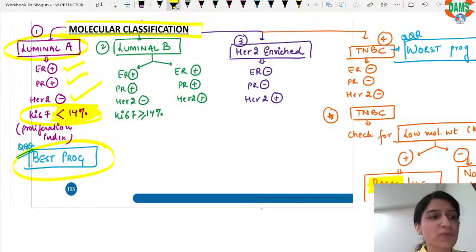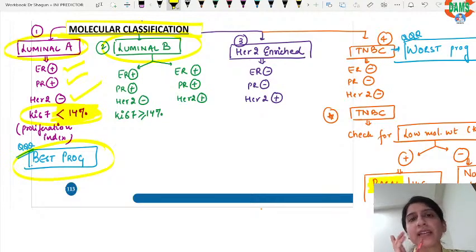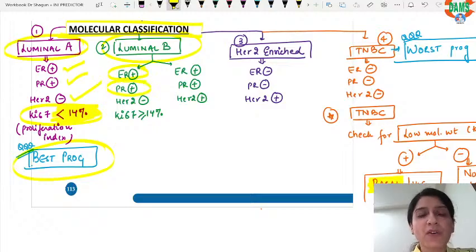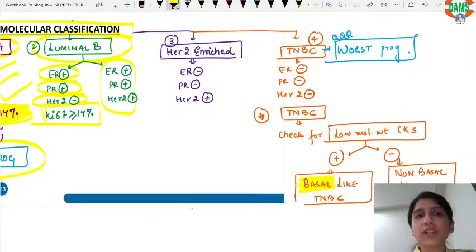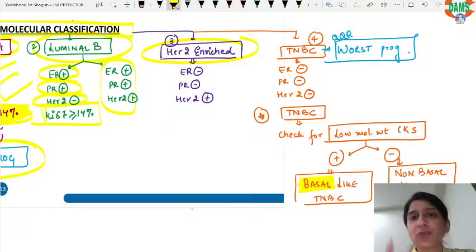Now, next is your luminal B subtype of breast carcinoma. There are two scenarios when I can label a female as luminal B cancer: ER positive, PR positive, HER2 negative, but now the proliferation index is more than or equal to 14%. Or ER positive, PR positive, and HER2 positive. My next molecular subtype is HER2 enriched breast cancer. The name itself suggests HER2 enriched means ER negative, PR negative, and HER2 positive.